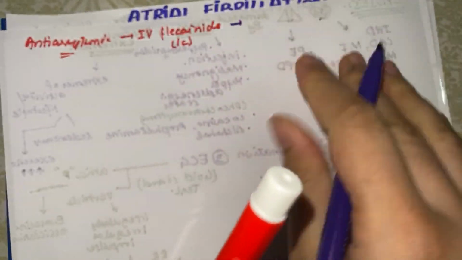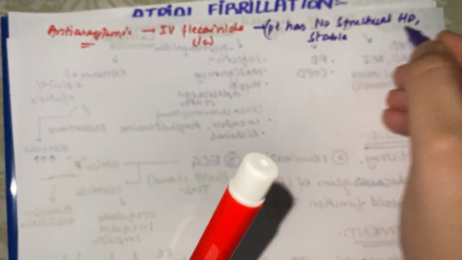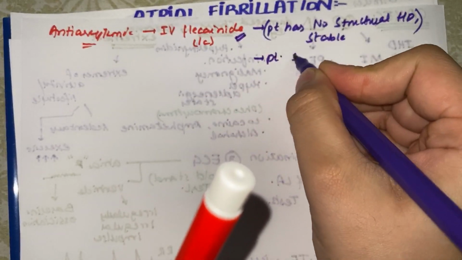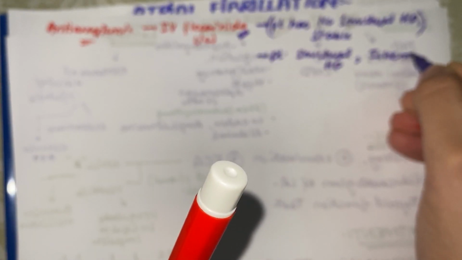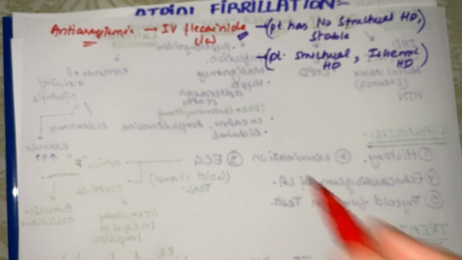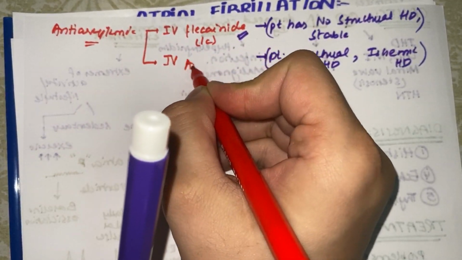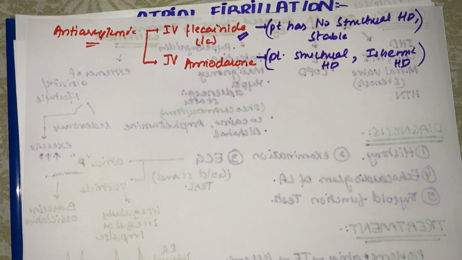Now, IV flecainide is given when the patient has no structural heart disease and is stable. No structural heart disease and the patient is stable, then we go for IV flecainide. But what if the patient has structural heart disease or ischemic heart disease? In that case we go for IV amiodarone. Fine, so these are the antiarrhythmic drugs.